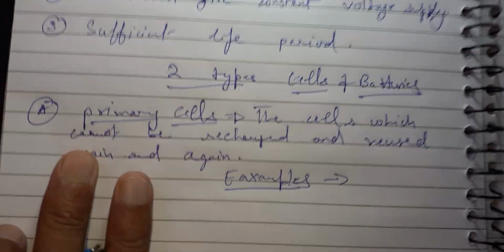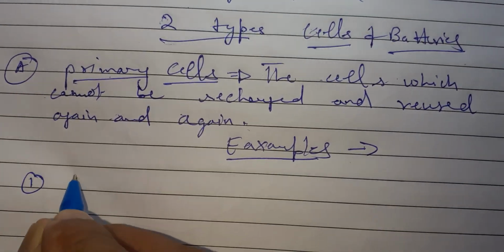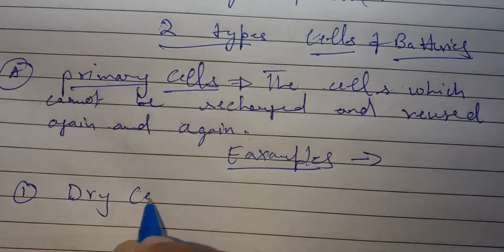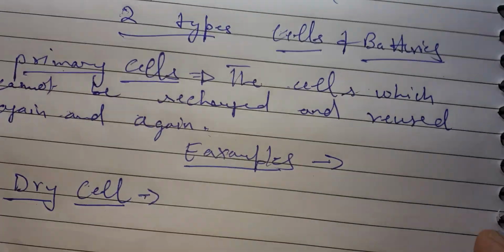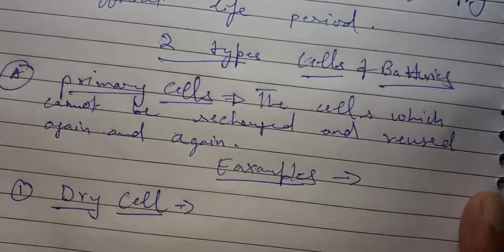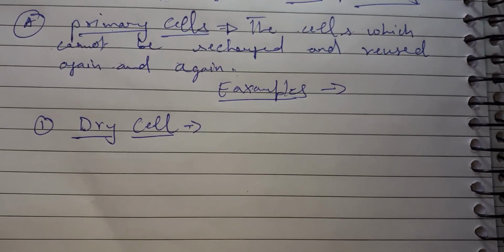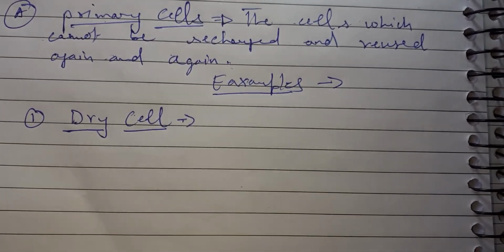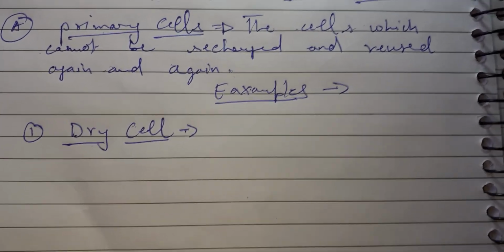Number one is dry cell. First example of primary cell is dry cell. The most familiar commercial cells are dry cells. Most commonly used cells in our daily life are dry cells that are used in wall clocks, remotes, small cells. These come in the category of dry cells.